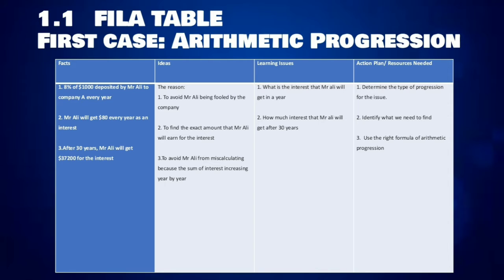Learning issue. First, what is the interest that Mr. Ali will get in a year? Second, how much interest will Mr. Ali get after 30 years? Action plan. Determine the type of progression for the issue. Identify what we need to find and use the right formula of arithmetic progression.